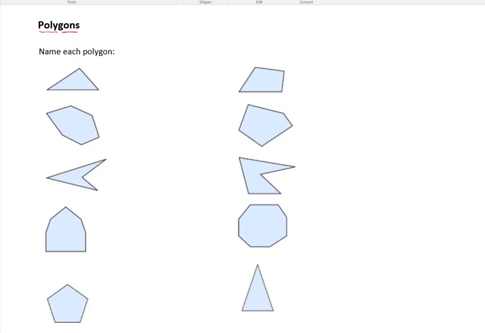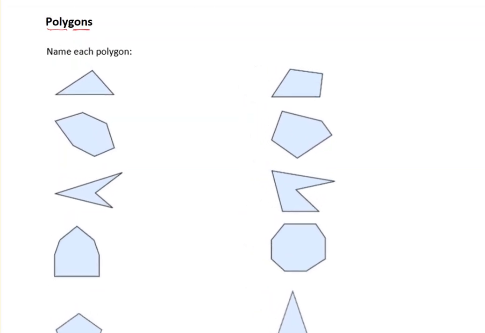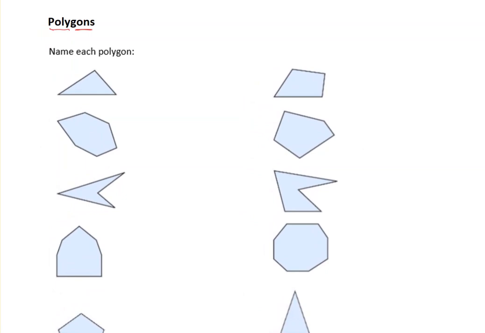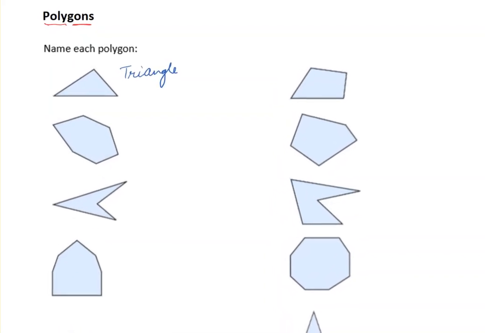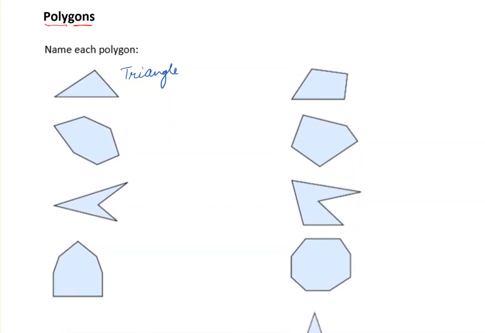Alright, so I have a list of shapes here and I would like to discuss those one by one. So first shape that we have here has three sides and three angles. Such a shape is called a triangle. Similarly, next one we have four sides and four angles. So this will be called a quadrilateral. Quad means four, lateral means sides, quadrilateral. So any shape with four sides is called a quadrilateral.